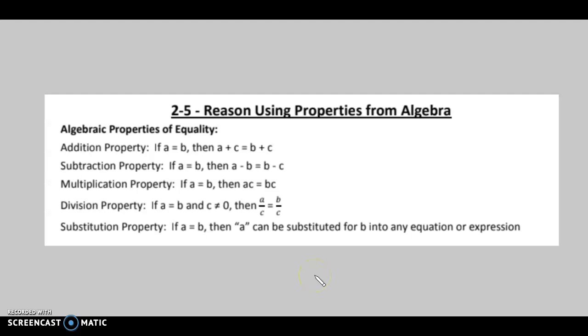The properties of equality in algebra that you have used before include the addition property of equality, subtraction property of equality, multiplication property of equality, and division property of equality. And then there's always a substitution property.